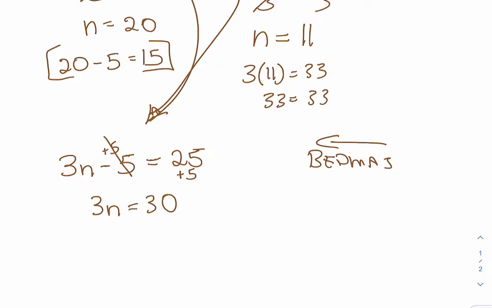We know how to do these ones. I'm multiplying, so we need to divide. That cancels that out. What we do to the left, we have to do to the right. That leaves my n isolated. 30 divided by 3 is 10.